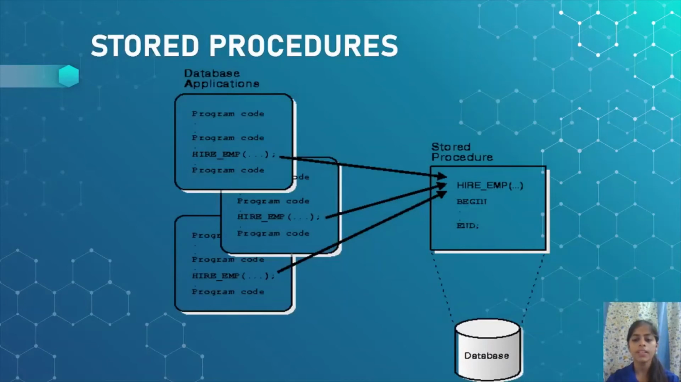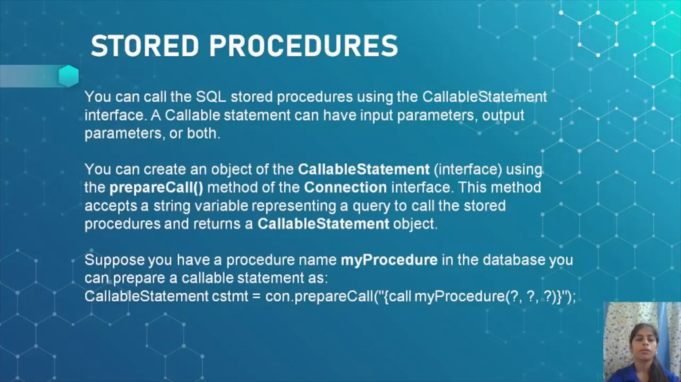Now, in this figure, we can see that hireEmp is a stored procedure, and we can call it from the database application, like we can call functions in C. Now, we can call the SQL stored procedures using the CallableStatement interface. A CallableStatement can have input parameters, output parameters, or both. We can create an object of the CallableStatement interface using the prepareCall method of the Connection interface. This method accepts a string representing a query to call the stored procedure and returns a CallableStatement object.